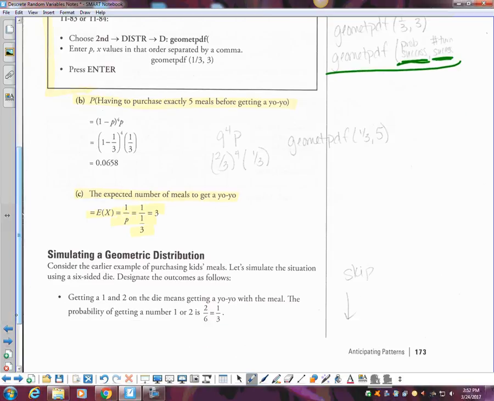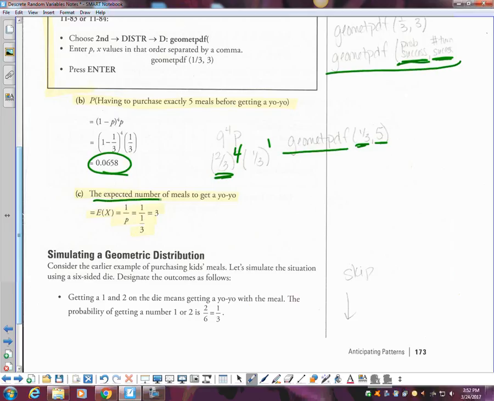Okay, B was having to purchase exactly 5 meals before getting a yo-yo, so I want to fail 4 times, and then I'm going to succeed once. Or I'm going to geometric PDF, 1/3, and I want it on the 5th try. Either way, you get the same answer. Grab your calculator and make sure you remember where geometric and binomial PDF and CDF are.